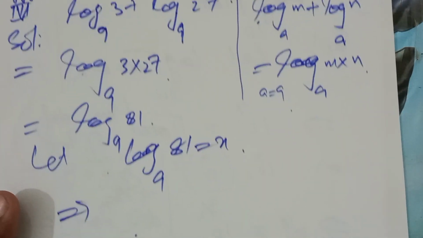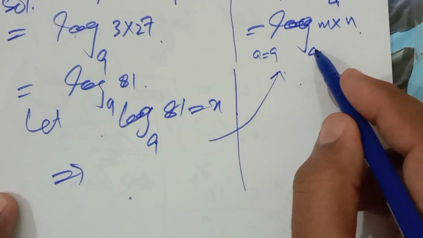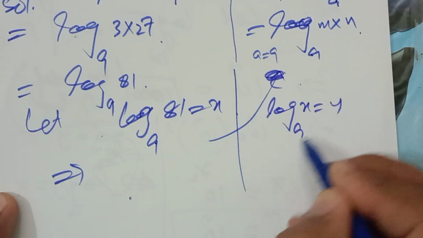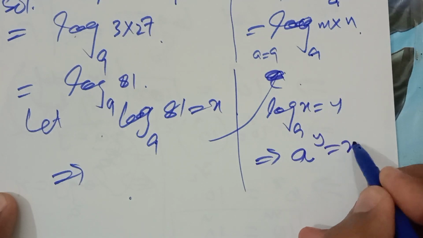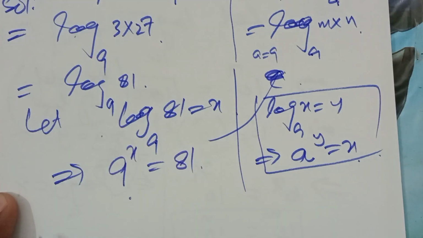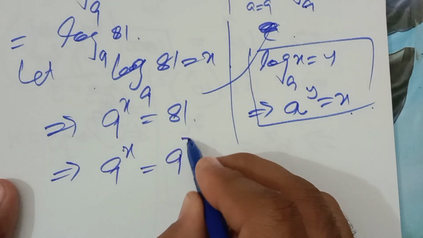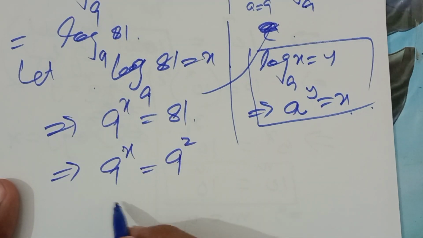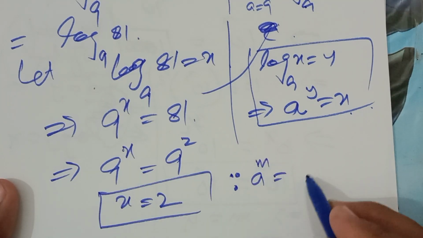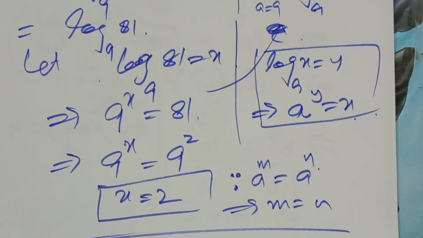So by definition of log, we can write a raised to power x is equal to y. We can change it into exponential form, log with base a of y is equal to x. This is the definition. So 9 raised to power x is equal to 81. Make its base 9. So 81 can be written as 9 raised to power 2, 9 multiplied by 9. By means of exponential law, x is equal to 2, because we know that e raised to power m equal to e raised to power n, so we can write m is equal to n. This is the solution and answer.